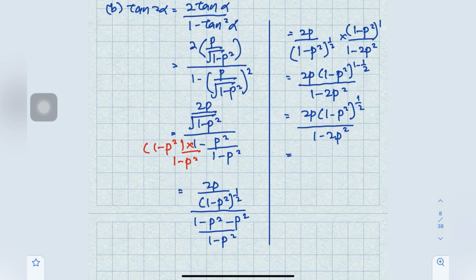So we simplify. Power of half is the square root. So square root of 1 minus P squared over 1 minus 2P squared. So this is the final answer.